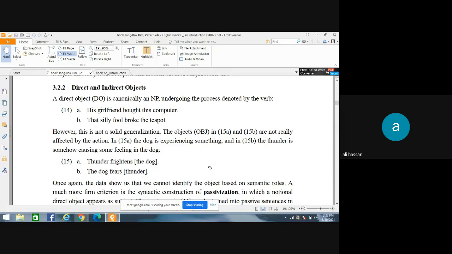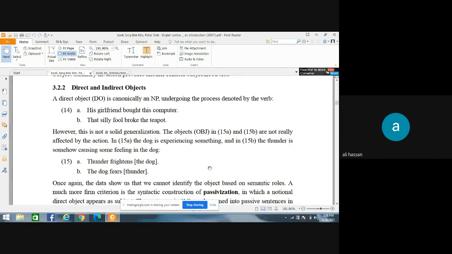A direct object, DO, is canonically an NP undergoing the process denoted by the verb. 14a. His girlfriend bought this computer. That silly fool broke the teapot. However, this is not a solid generalization. The object, OBJ, in 15a and 15b are not really affected by the action. In 15a, the dog is experiencing something. In 15b, the thunder is somehow causing some feeling in the dog.